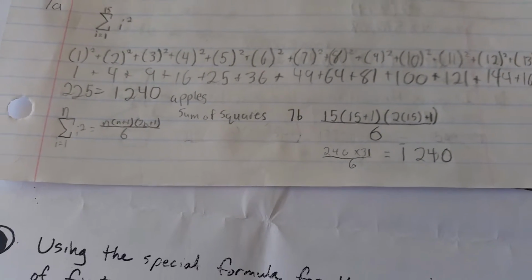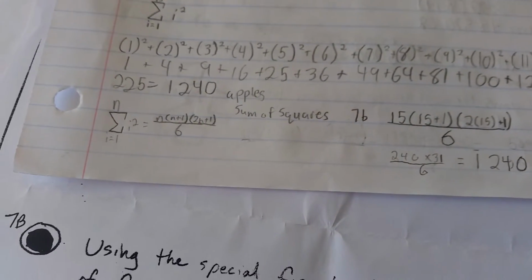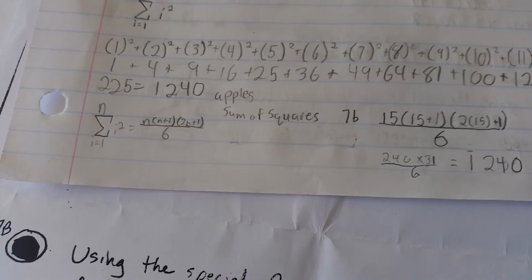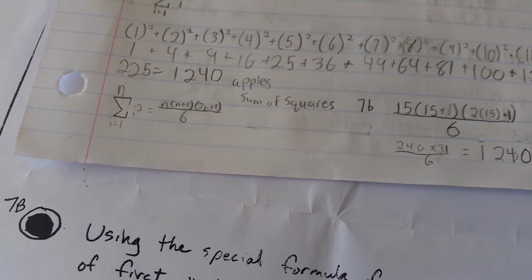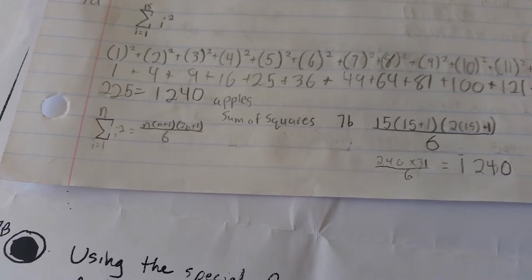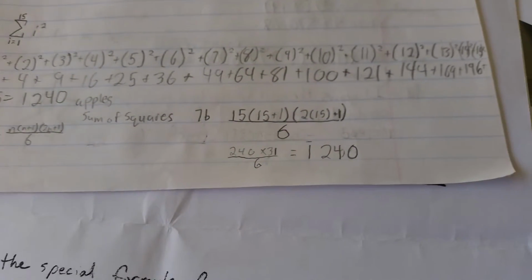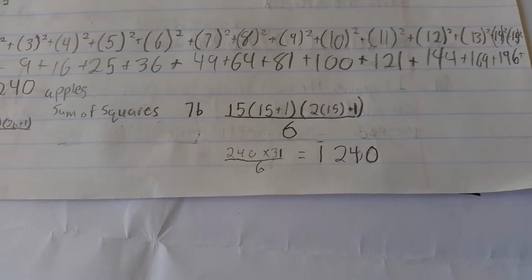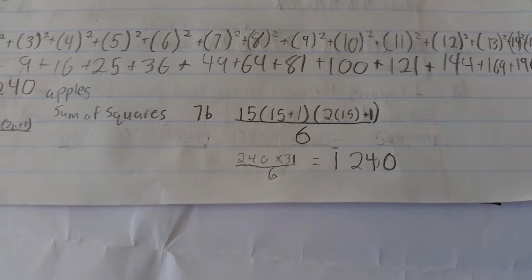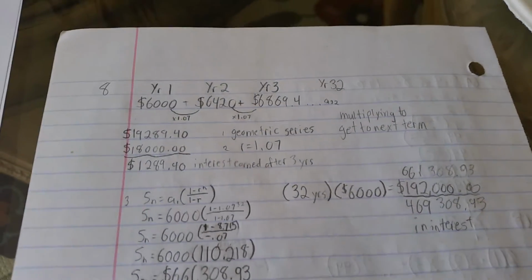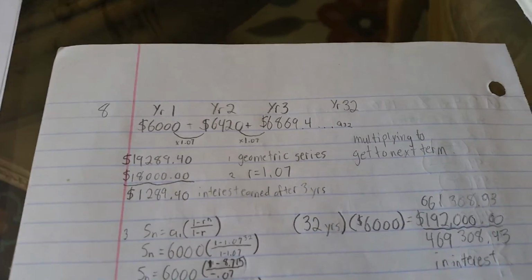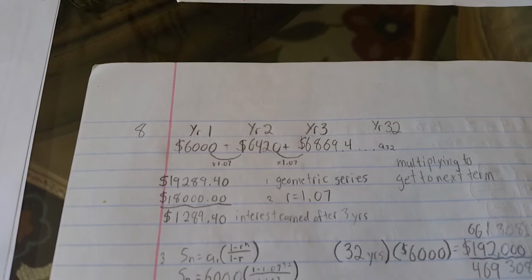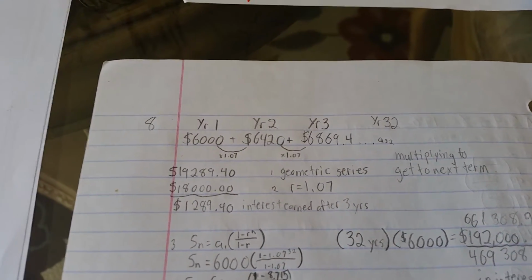And down here is another way that you could have done it, where you get n times (n plus 1) times (2n plus 1) all over 6, ultimately getting 1,240 apples.